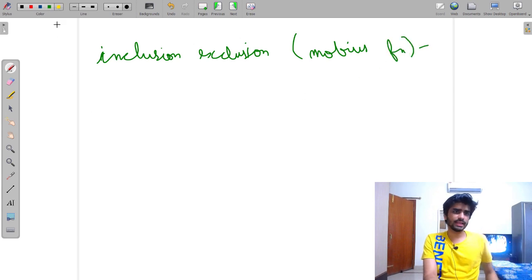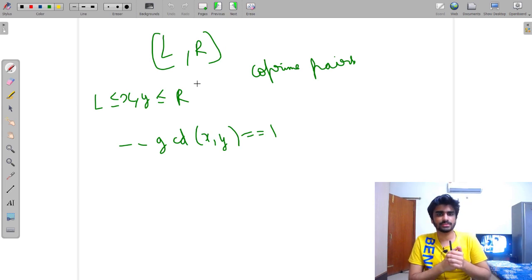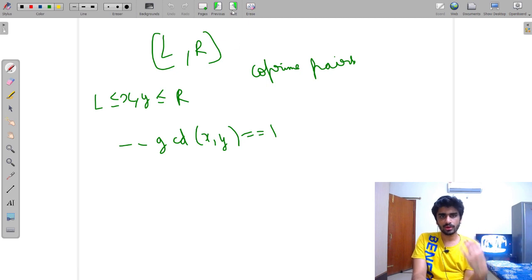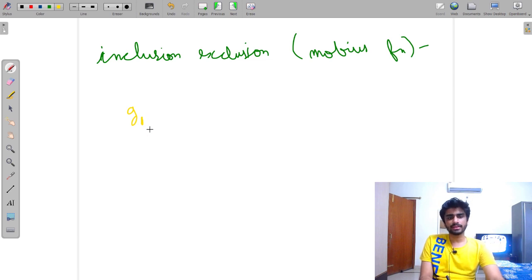So the idea is, to find the numbers which have GCD equal to 1. Let's call them G1, right? To find G1, let's find M1. So M1 are the numbers which are multiples of 1, right? These are the pairs such that both are divisible by 1.